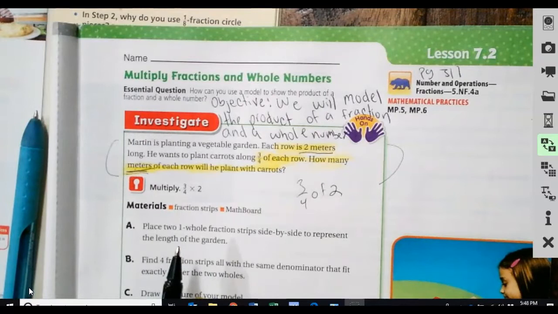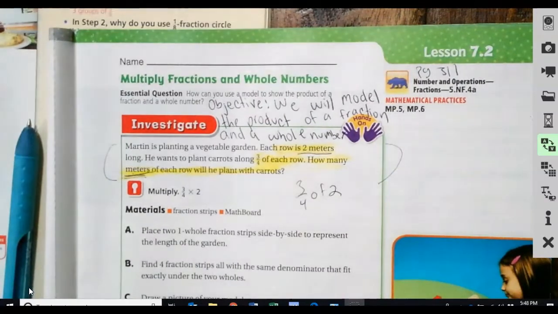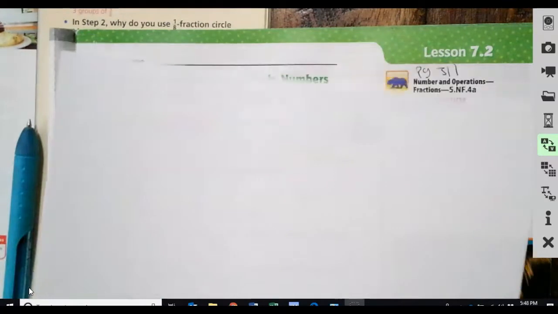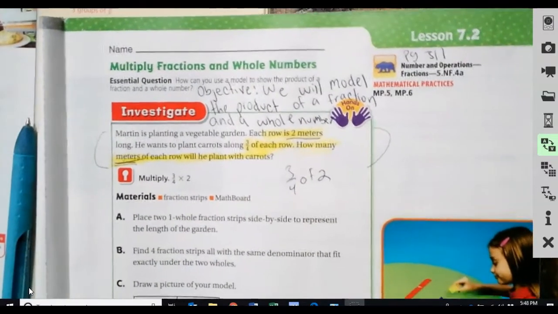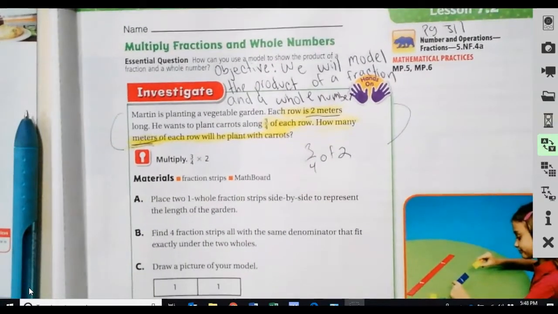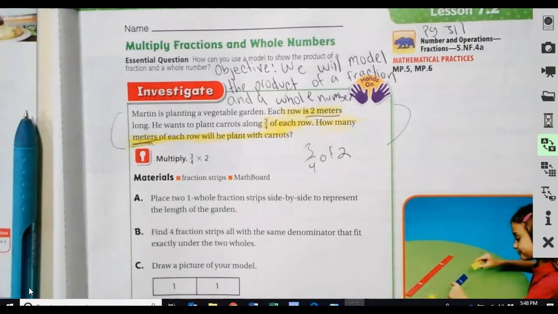Okay, so in this case, you will need a page to draw your models. Make sure that you have a page for yourself to draw your models. Okay, a blank page, or just lined paper is fine. If you need time to get this, please pause the video and get it because you will be needing this.